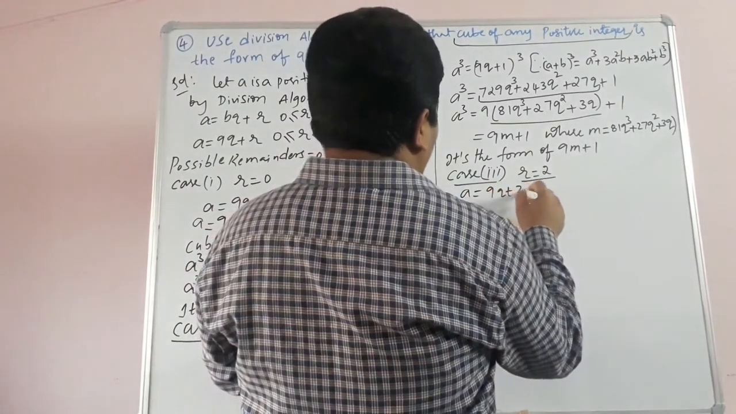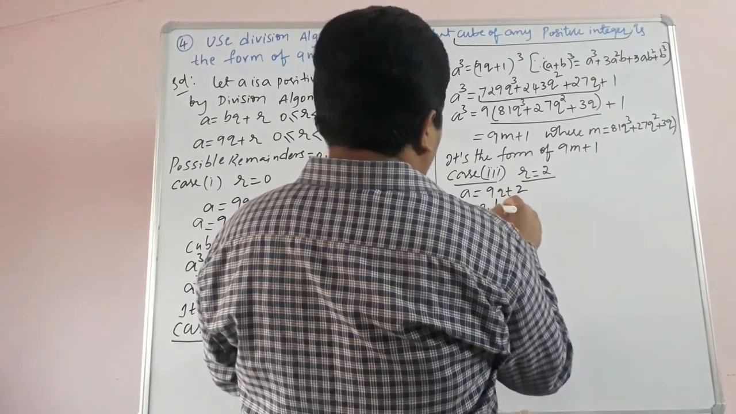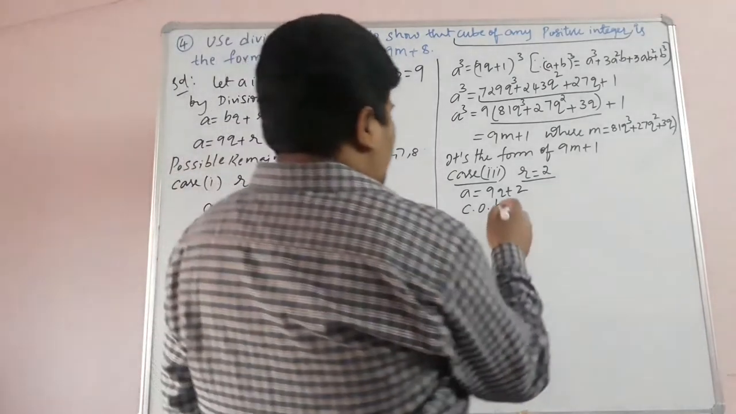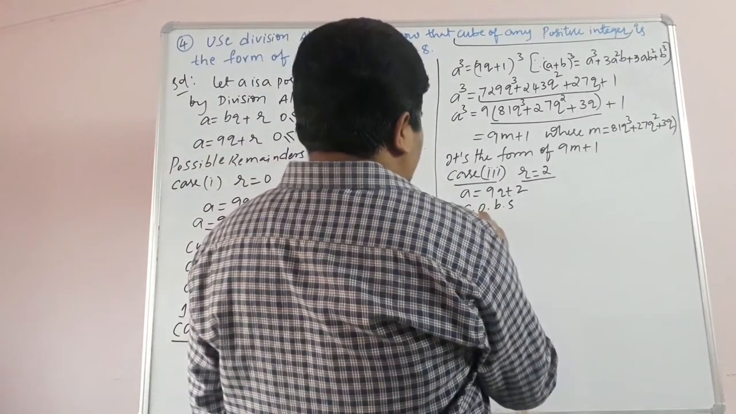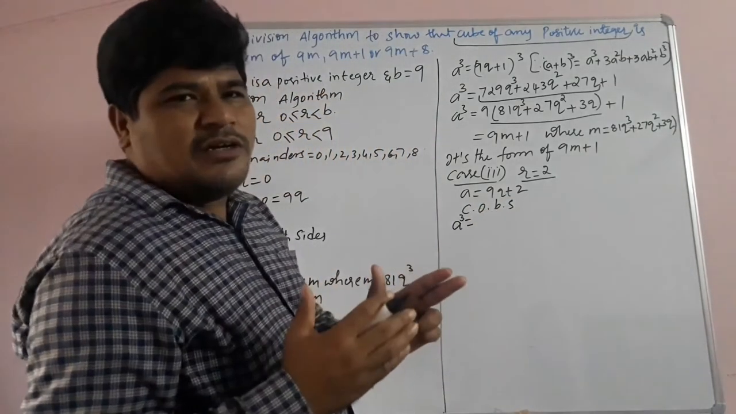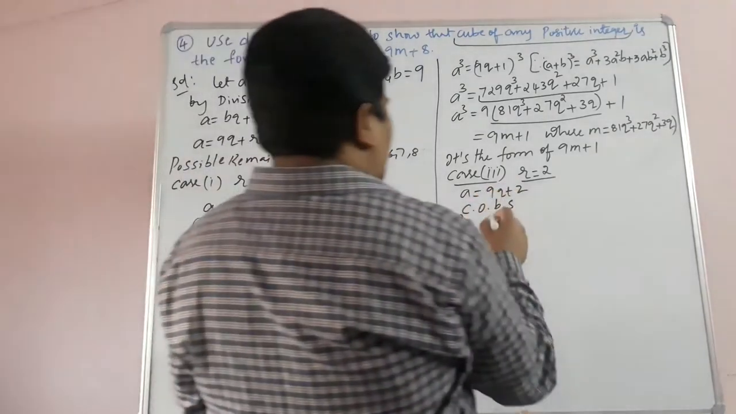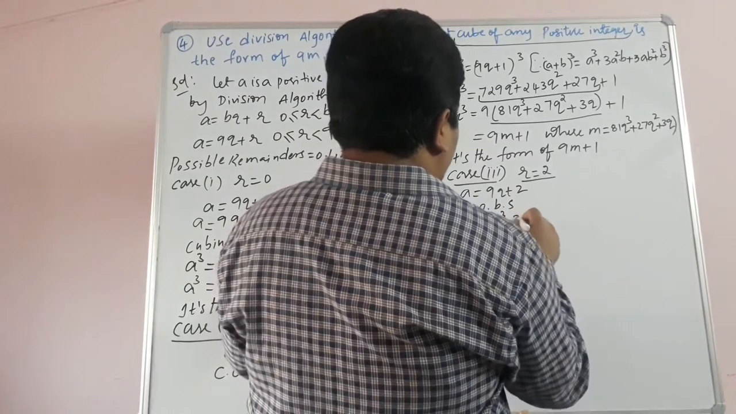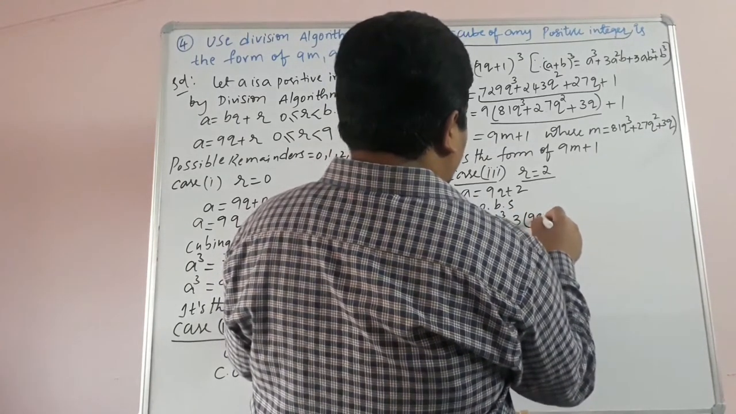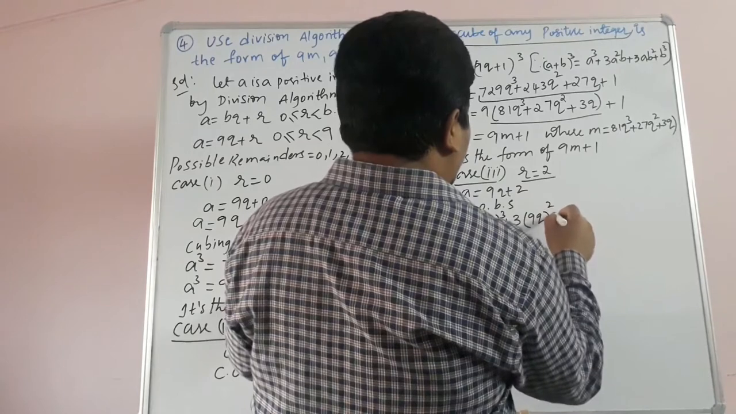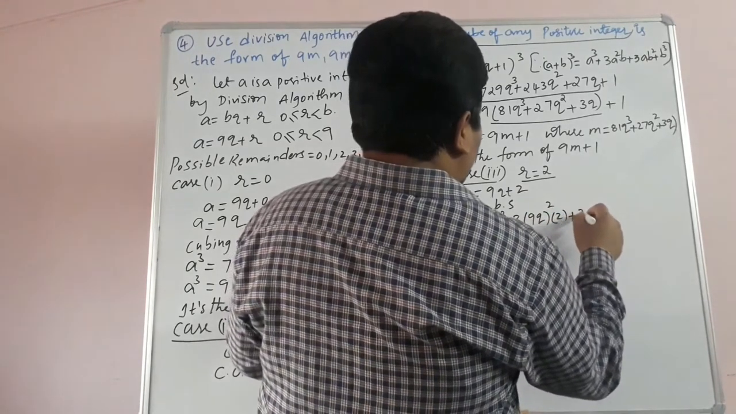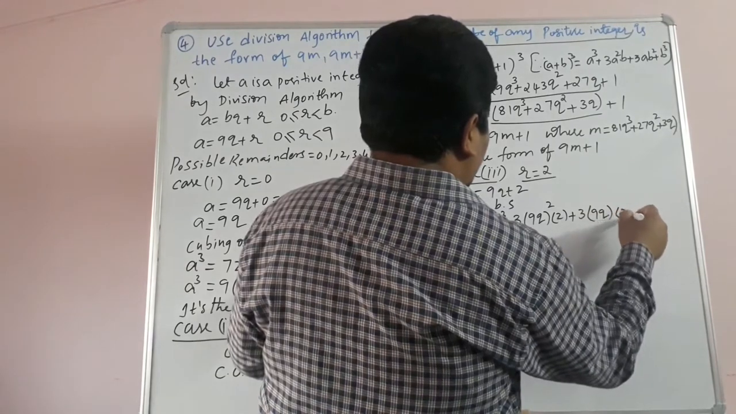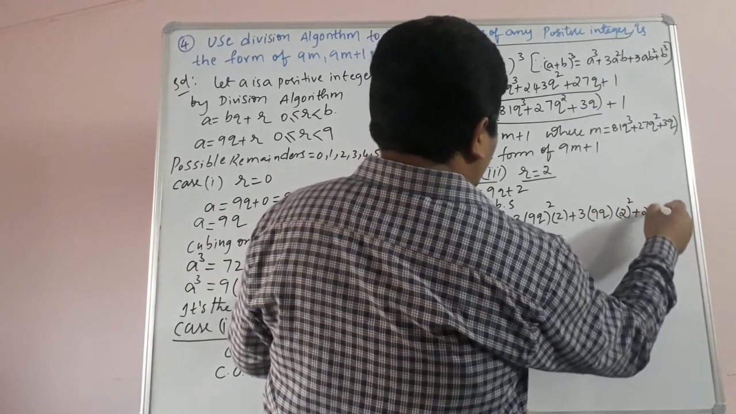9q plus 2. Now cubing on both sides. Children, cubing on both sides, so what will we get? (a plus b) whole cube is equal to... Here I will give the clear expansion. 9q whole cube plus 3a square b means 3 into 9q whole square into 2, plus 3ab square means 3 into 9q into 2 square, plus 2 cube.